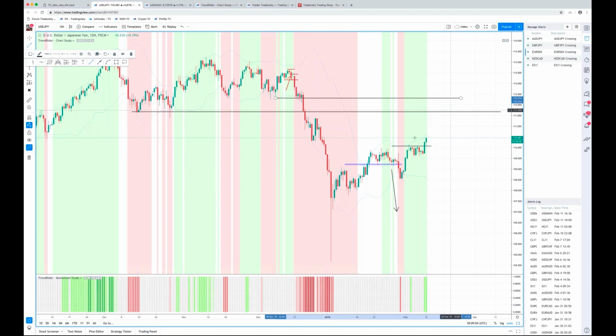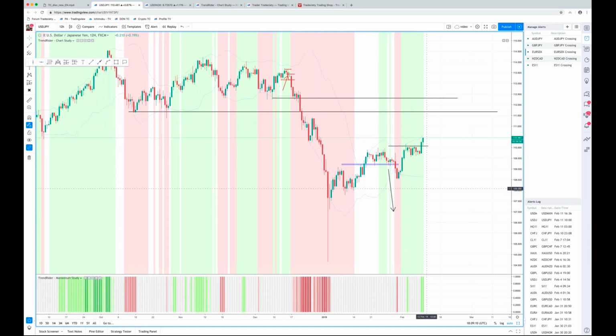So yeah, I'm in the US dollar Japanese yen right now. I took the long here, and let's see what happens. If you haven't taken it, don't view this as a trading signal. This is not a signal. If you are not in, you're way too late. This will throw off your reward to risk ratio, and you will have entered a bad trade if you enter now.